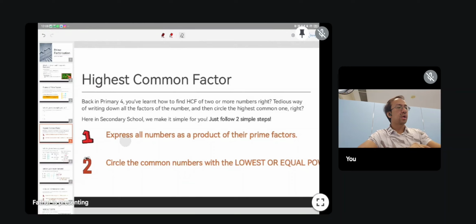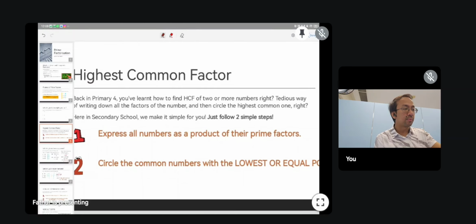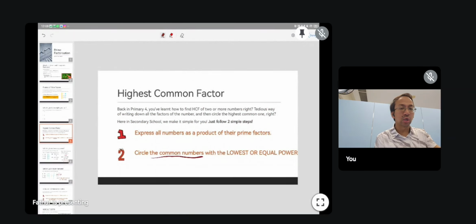First step, express all the numbers as a product of its prime factors. Both numbers. If they give you highest common factor of 3 numbers, write out all 3 numbers. If they ask you for the highest common factor of 5 numbers, write out all the 5 numbers. Okay? So write out all numbers as a product of their prime factors. Then after that, okay, this one very important. You just have to circle the common numbers with the lowest or equal power. 2 things, common numbers with the lowest or equal power.